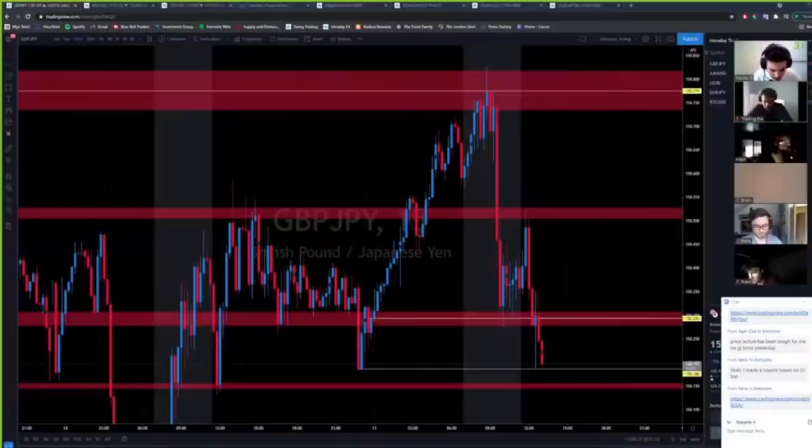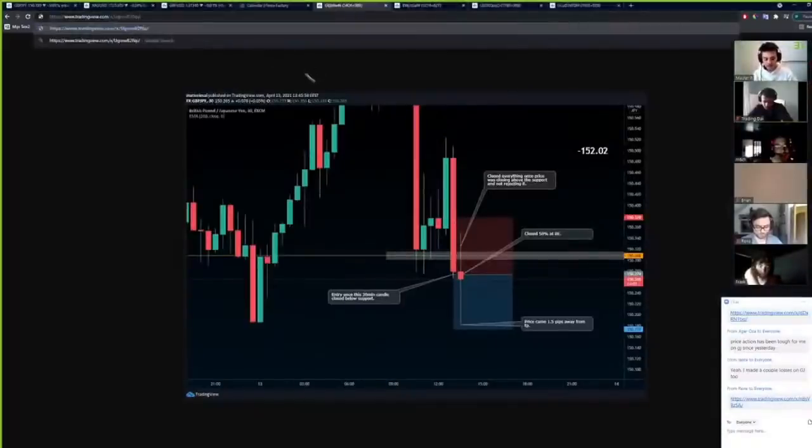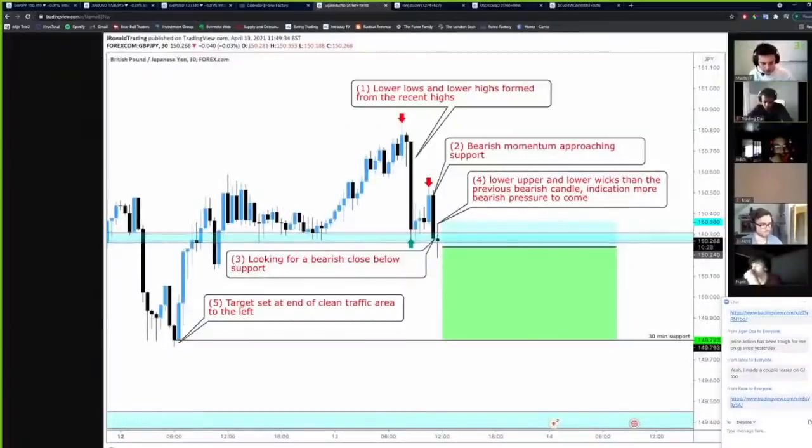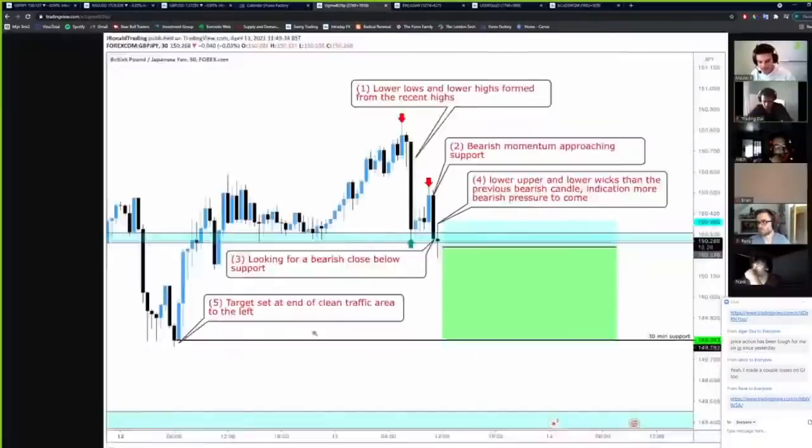Looking to take sells either on the bearish close or if the wick breaks below. Okay, let's take a look at this chart. So we have lower lows and lower highs formed from the recent high. Bearish momentum approaching support, looking for a bearish close below support, with upper and lower wicks on the previous bearish candle.